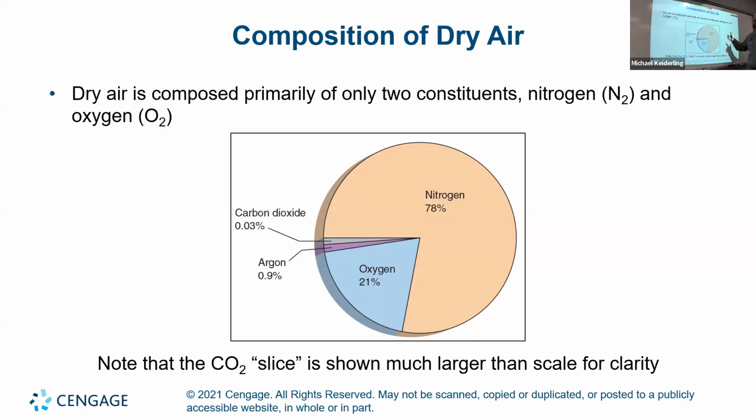And I think that number is edging towards 0.04% at the moment. Carbon dioxide levels have been going up. The CO2 slice is shown much larger than scale, so it can be seen. It's actually quite small. It still has a relatively large effect.